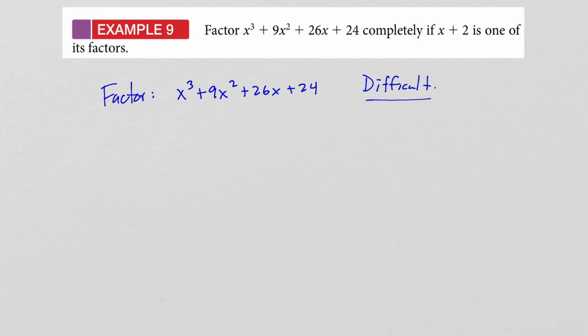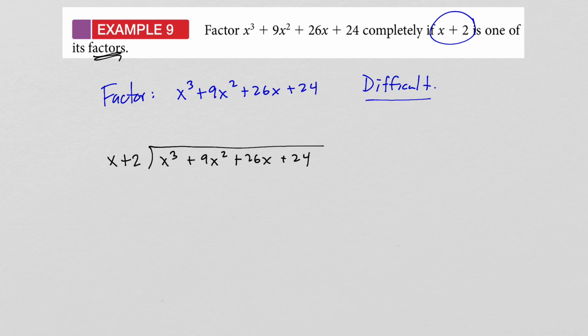right? Because it's not a trinomial. You can't use grouping. This is difficult to factor. However, if I know that x plus 2 is one of its factors, I can use long division to divide x plus 2 into the polynomial. And since I know it's one of its factors, I know the remainder should be equal to 0. So let's go ahead and do the long division and see what we get.